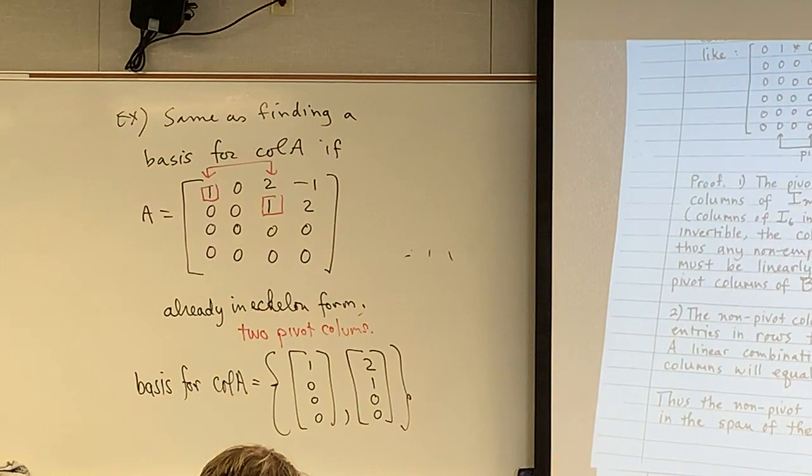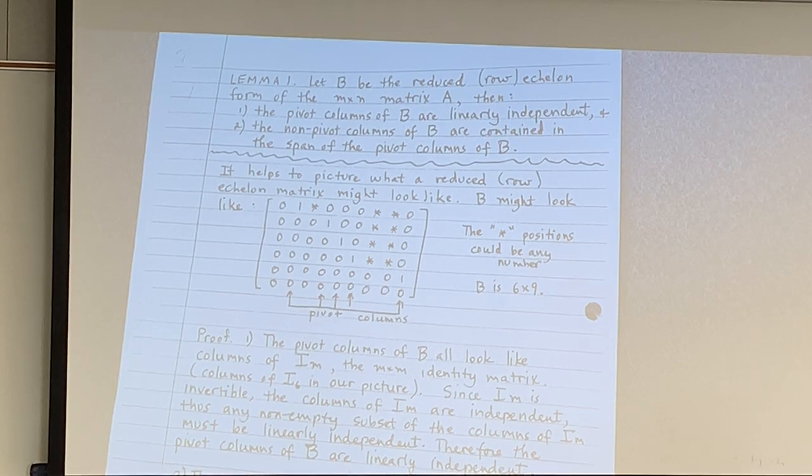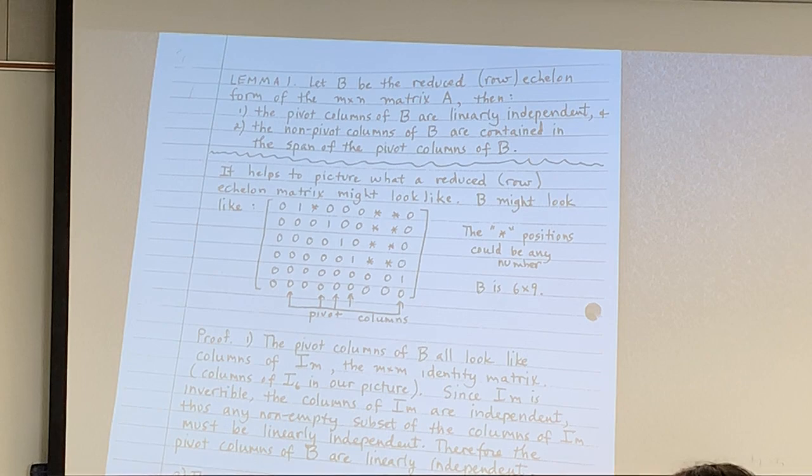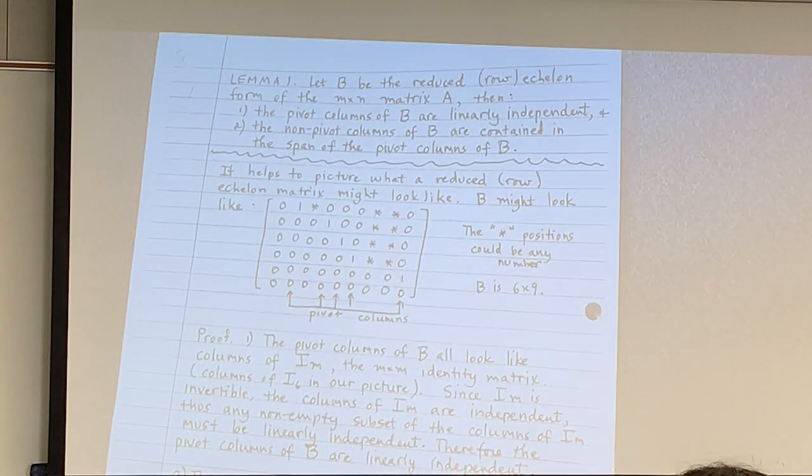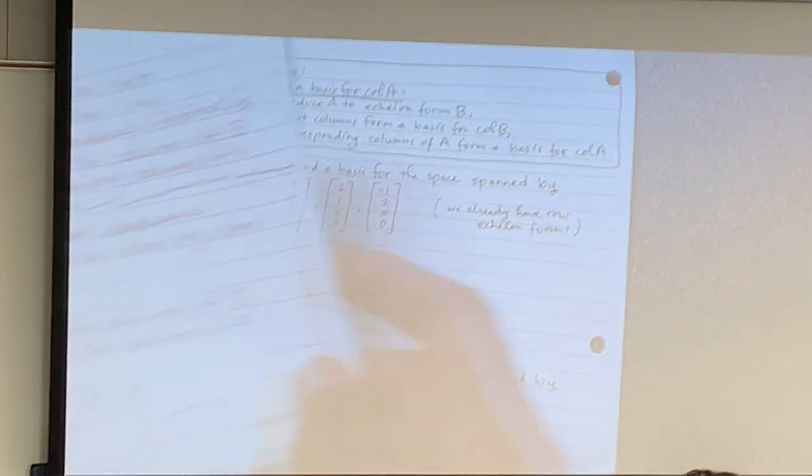Don't worry, you don't have to get through all these details, but I break it down. If you look at the reduced form of the matrix A, first you can show that the pivot columns of B are linearly independent and the non-pivot columns are contained in the span of the pivot columns of B. This actually is a reduced form, so that lemma applies to the argument here, showing that those two columns are independent and also that they span the column space. I'm not going to talk through the reasoning there. I'm just going to leave that for you.